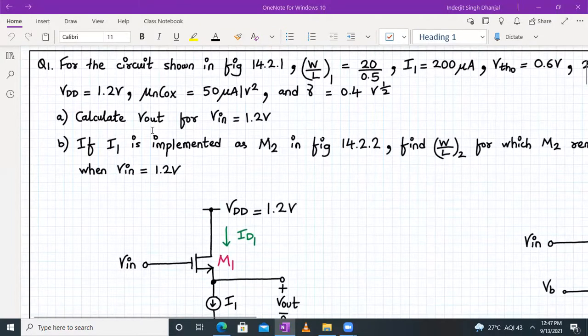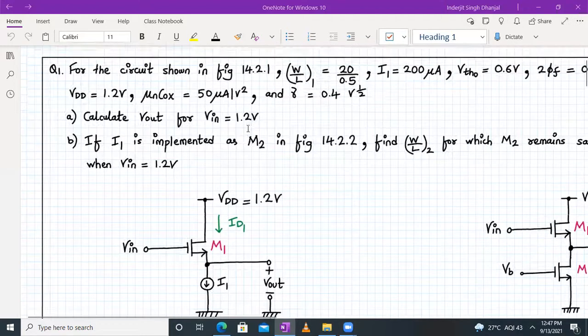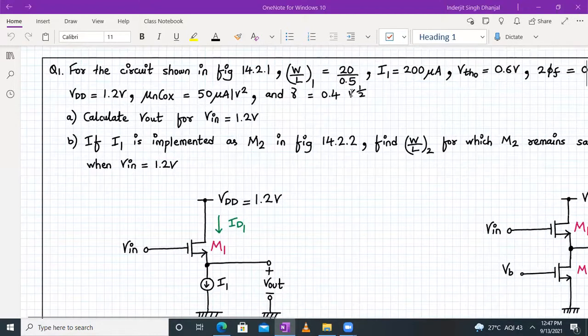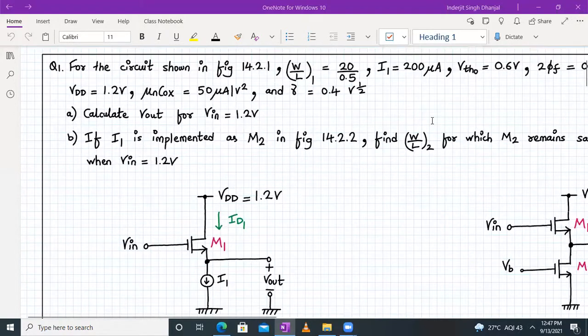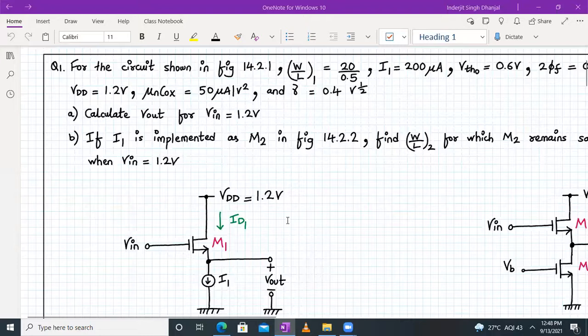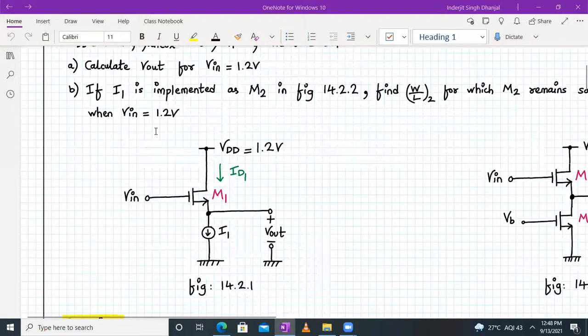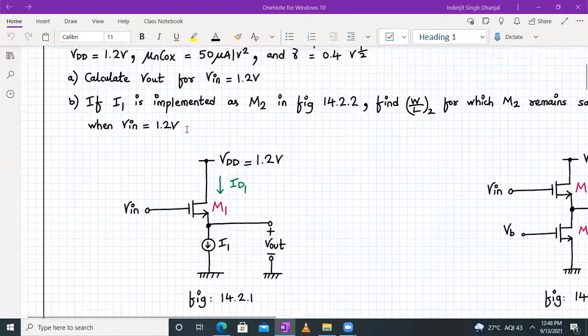So for the circuit shown in figure number 14.2.1, W by L of M1 is given as 20 by 0.5. The value of the current source I1 is given as 200 microamperes. VTHO is given as 0.6 volt. Twice phi f is 0.7 volt. VDD is 1.2 volt. Mu n Cox is 50 microampere per volt square, and gamma is 0.4. We have to calculate the value of Vout for Vin equal to 1.2 volt.